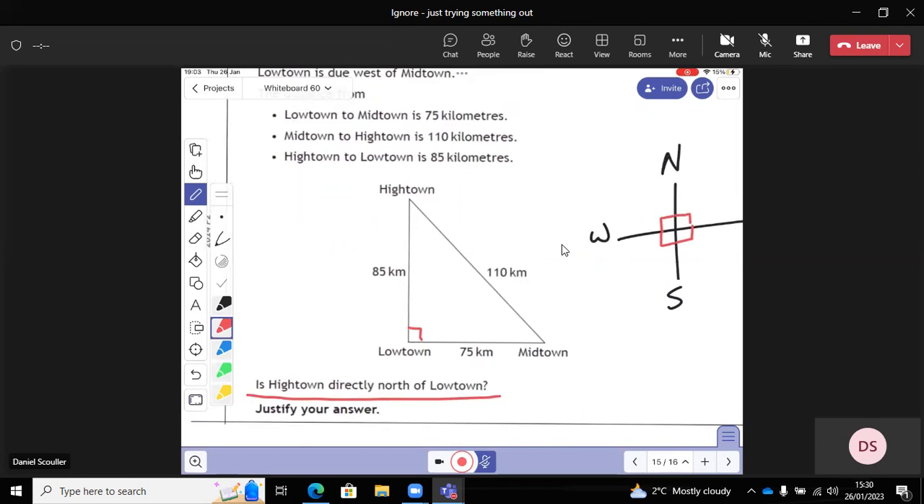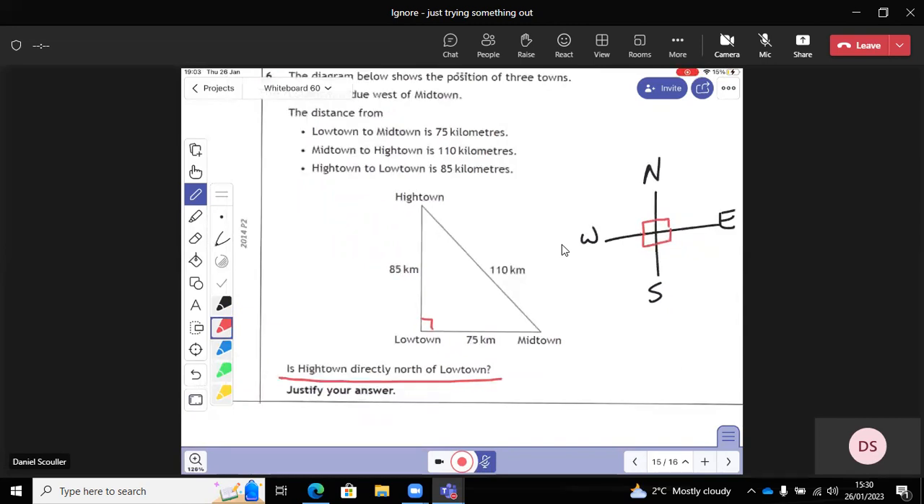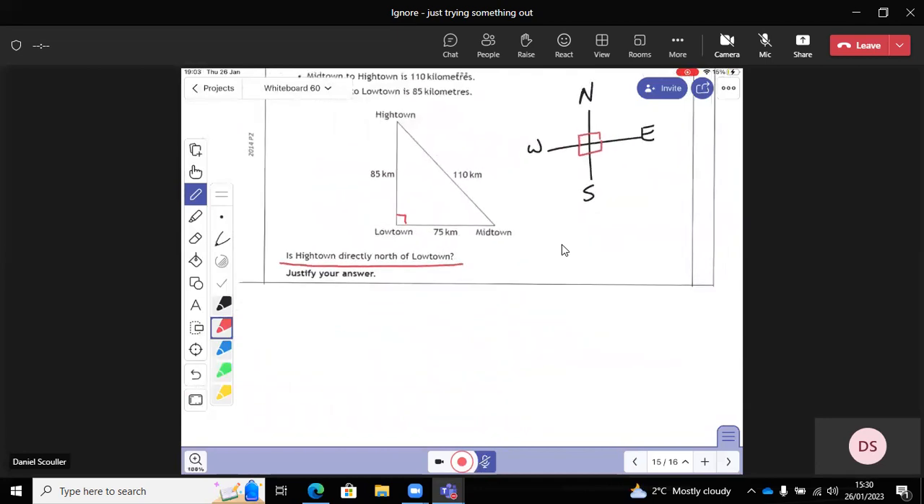So that's what it's asking you to do. It's asking you to prove if there's a right angle at Lowtown. It's asking you to put it into that equation, a squared equals b squared plus c squared. So long side squared, you don't need to write this out every time. It's just the short side squared plus the short side squared.